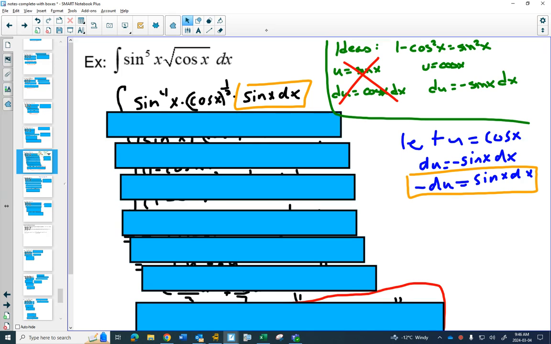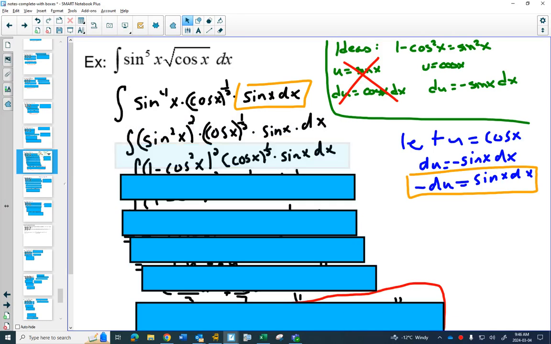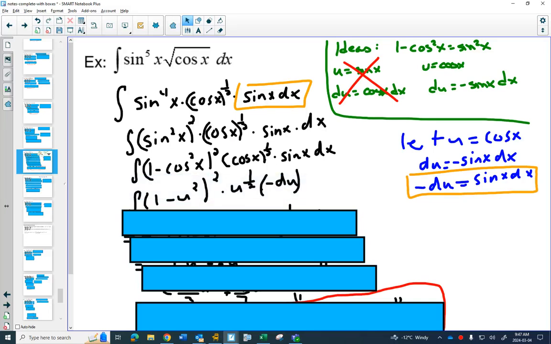My sine to the 4, I can write as sine squared squared, which then I could replace the sine squared with 1 minus cos squared. This is nice, because if I replace cos x with u, then I have more substitutions that are possible. At this point, if I do all of my substitutions, I would have 1 minus u squared squared times u to the half times a negative du.